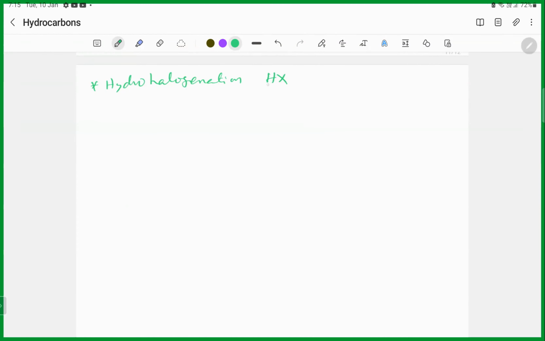So hydrohalogenation: when you are adding HX to R CH double bond CH2, for example HCl, the HCl can be oriented like this, or ClH can be oriented like this. We have two varieties among this. We will get R CH CH3 and Cl over here.